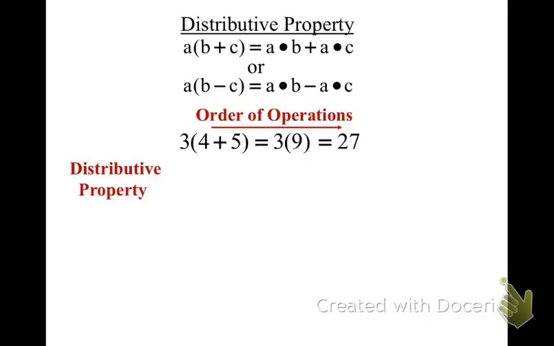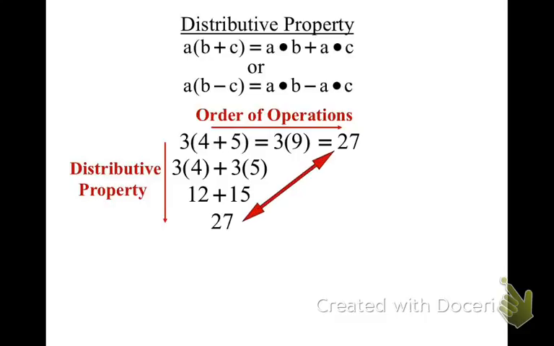So what are we going to do? We're going to be sharing our 3 with the 4 as well as the 3 with the 5. So I've distributed my 3, I've shared my 3 with my 4 and my 5, still following PEMDAS. Now what are we going to do? PEMDAS tells us we have to multiply first. So I multiply, 3 times 4 is 12, 3 times 5 is 15, and then I add them together, and I get 27. If you notice, they're the same exact answer. So I know that the distributive property works. How do I know it works? Because I end up getting the same exact answer.